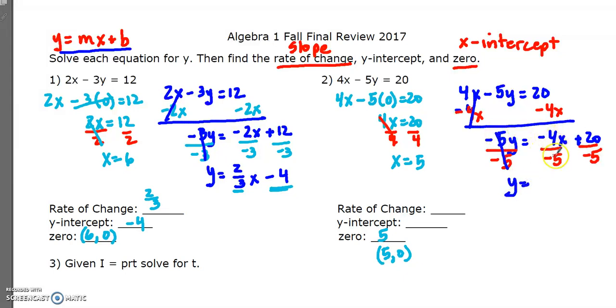So a negative 4 divided by negative 5 is a positive 4 over 5x. 20 divided by negative 5 will become a negative 4. So my rate of change is the 4 over 5. And my y-intercept would be a negative 4 again.